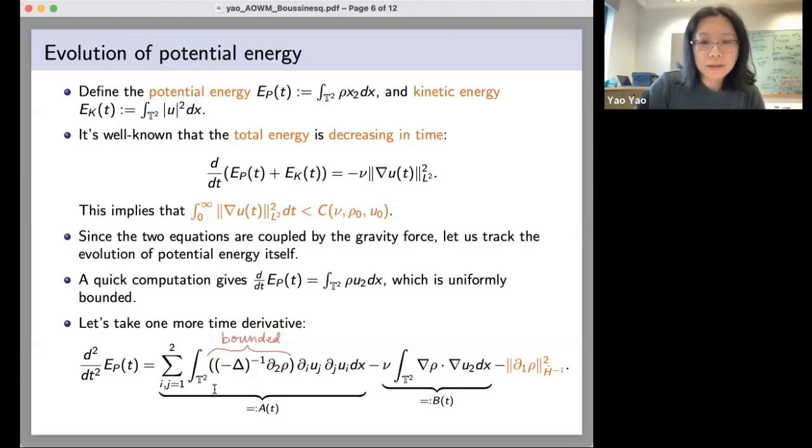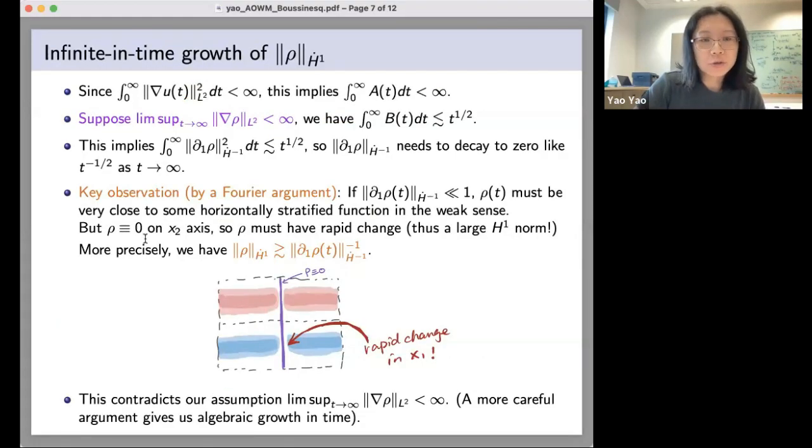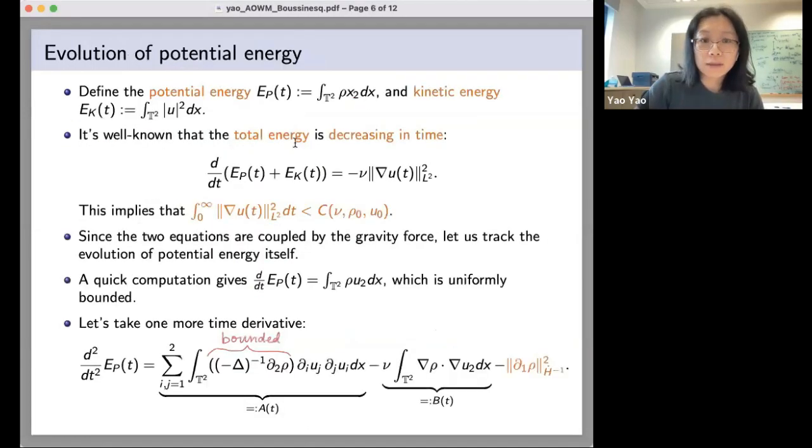At the end, we are going to prove that the H1 norm of rho is growing like some power, but in this talk, let me try to prove something that is easier. So if we assume that for some reason the lim sup is bounded, then we look at all these terms on the right-hand side.